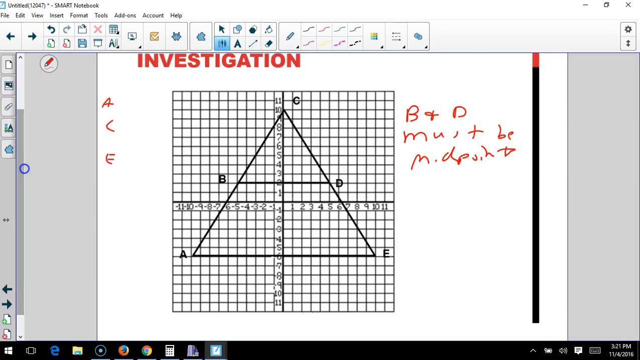So A is at (-10, -6). C is at (0, 10). And E is at (10, -6). So we're going to do AC, find the midpoint of AC.